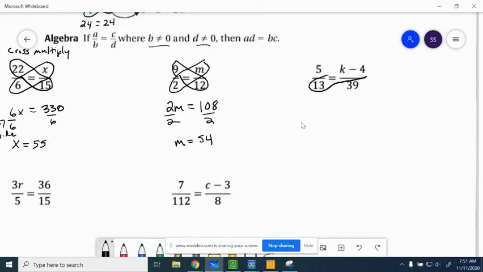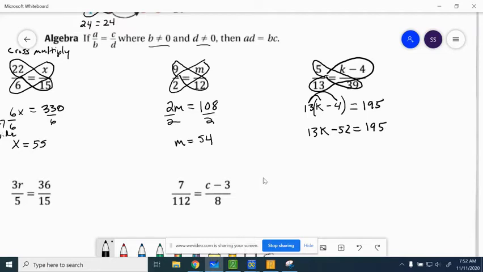We're going to cross multiply. This is 13 times not only k, but also times k minus 4, so we're going to put this in parentheses. So 13 times k minus 4 is equal to 5 times 39, which is 195. Now we should distribute out this 13. So 13 times k is 13k, and 13 times -4 is -52. Drop down the equal sign and the 195, and now I can solve for k.